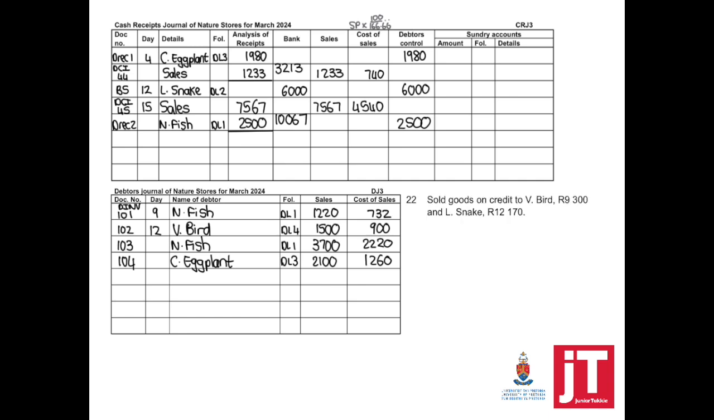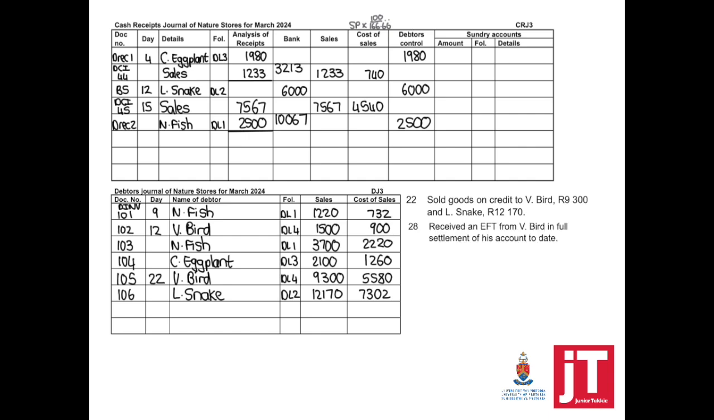Day 22. Sold goods on credit to V Bird 9,300 and L Snake 12,170. So selling goods on credit goes to the debtors journal. The next document number is number 105 on day 22. Who did we sell to? V Bird. We have to take it to his personal ledger account, number 4. The selling price 9,300 and the cost 5,580. The next line, source document 106, name of debtor L Snake, 12,170 the selling price, which goes under sales, and the cost, which we've calculated using that formula, goes under cost of sales.